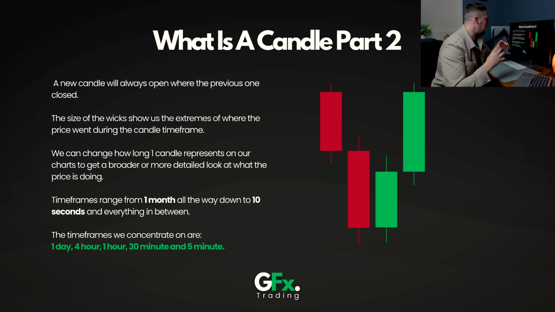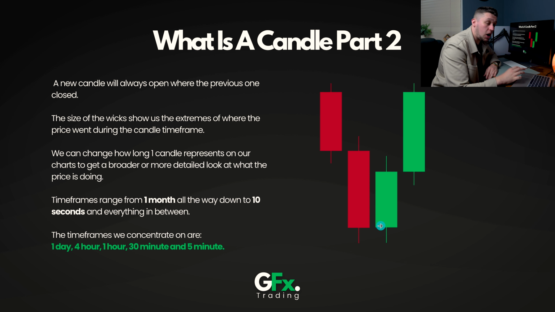So if we look at some candles together, we will see a new candle will always open where the previous one closed. So if we go through this diagram, you can see here we had a bearish candle here. It opened here, closed down here. The new one opened where the old one closed. That was a bearish candle, so price went down. It went all the way down to here, back up and closed at this point here.